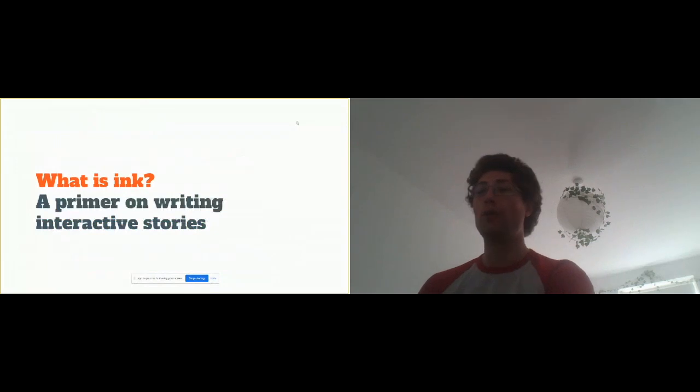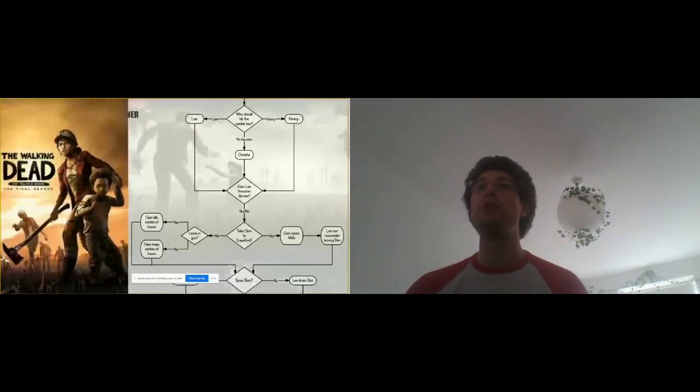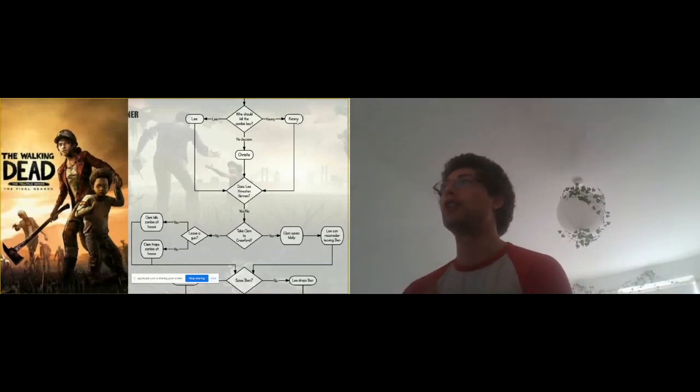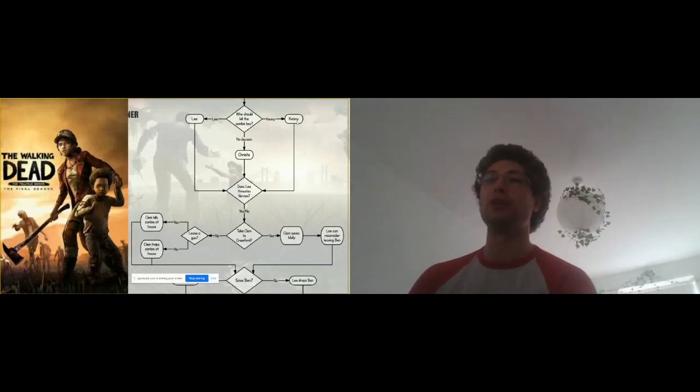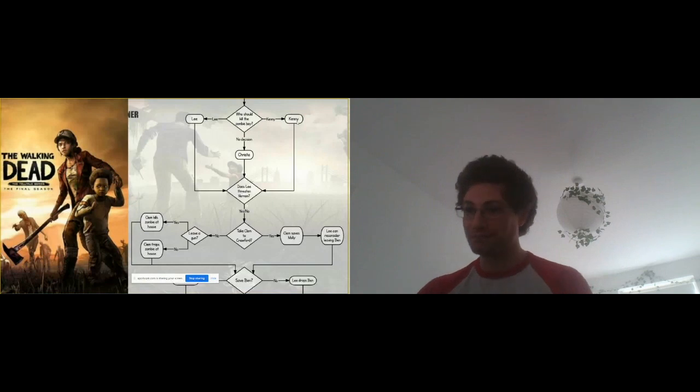So first off, what is Ink? A quick primer on writing interactive stories. So interactive stories, the simplest sort, are what we call flowchart sorts of stories. And you might be familiar with these from games like The Walking Dead, where you are confronted with a situation where do you kill the zombie, yes or no? If you do, the story goes down one particular route, and if you don't, it goes down another route. And you can keep branching the story like this, and then you can have a sort of multiverse thing where you've got thousands of potential routes that your story could go in.